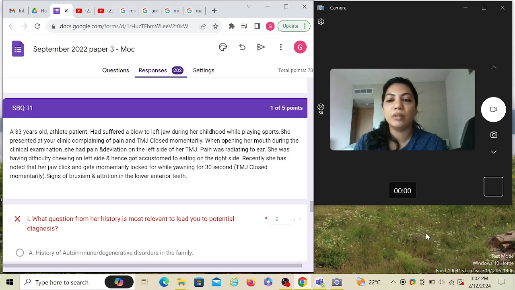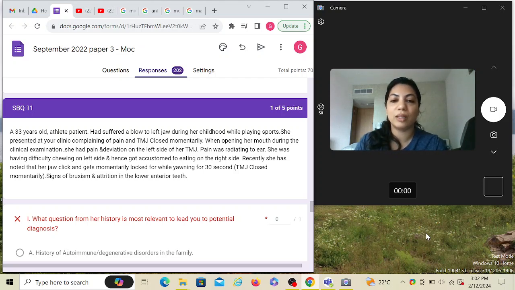Now, this patient had suffered a blow to the left jaw during her childhood while playing sports. Always remember, whenever a person has suffered an injury to any bone in the body, it's a very traumatic thing because any damage to the bone is very painful. Anyone who has ever had a fracture knows how damaging and destructive mentally it can get, and then the recovery process is so long, and sometimes you may not actually get 100% of the function back, and any memory of that trauma would trigger the same pain that you may have experienced.